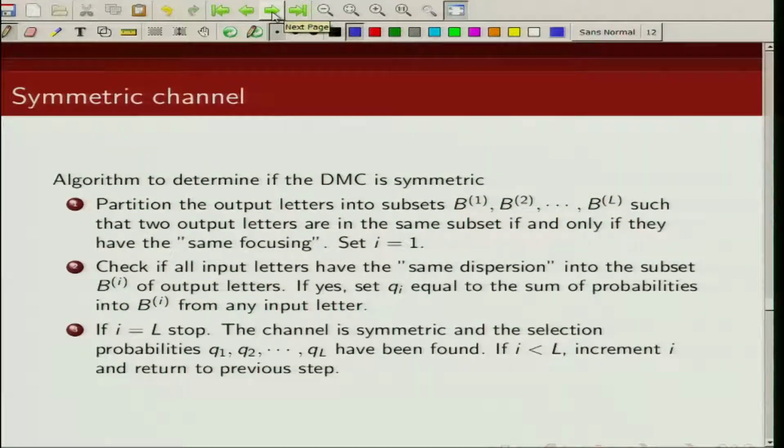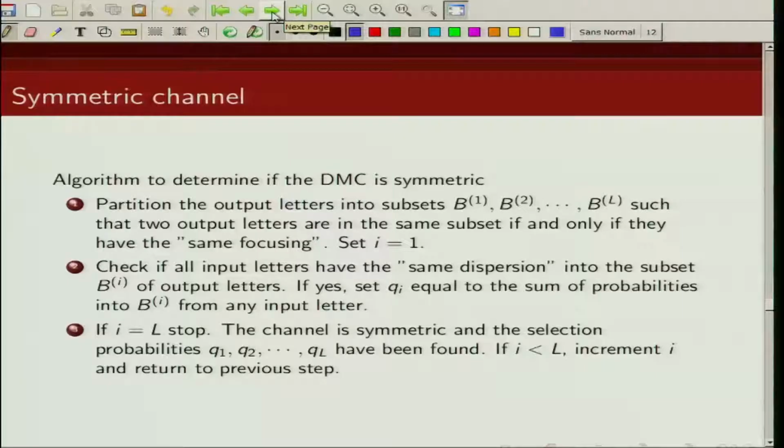And this we continue until we are able to do it for all output letters. So if I equals L, we stop and we say the channel is symmetric with selection probabilities given by Q1, Q2, Q3, up to QL. And if I is not L, we continue until we partition all the output letters into these subsets. So this is a block diagram of how things will look.